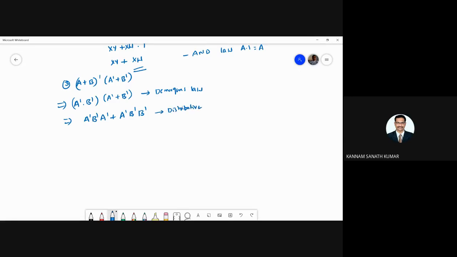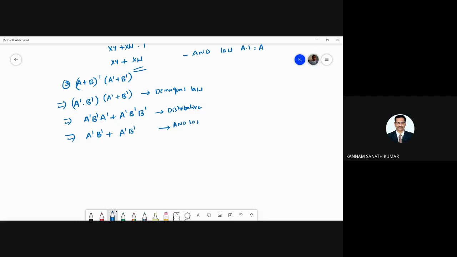This is from distributive. So here a dash into a dash is nothing but a dash, b dash plus a dash, a dash, b dash into b dash is b dash.